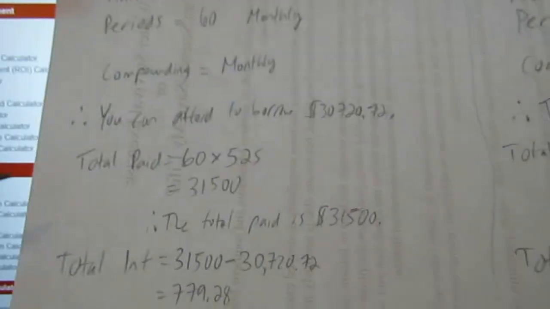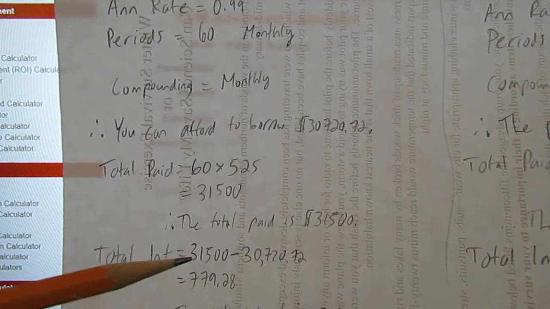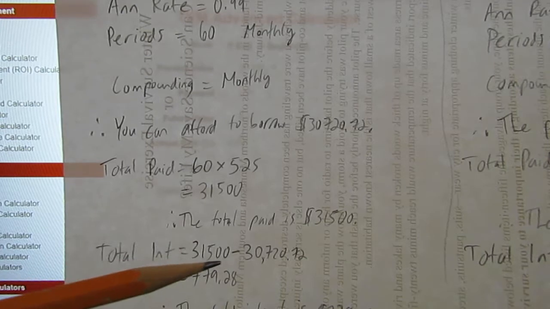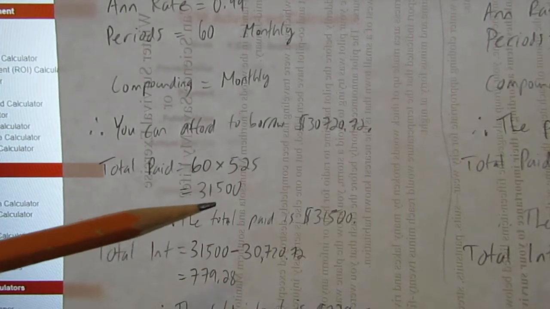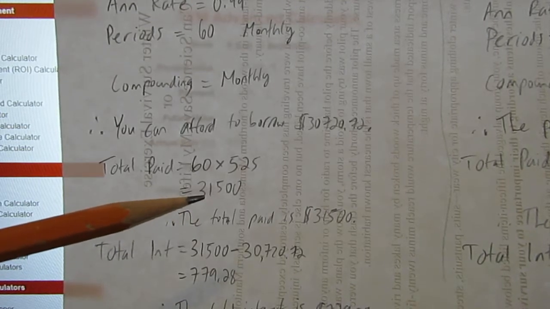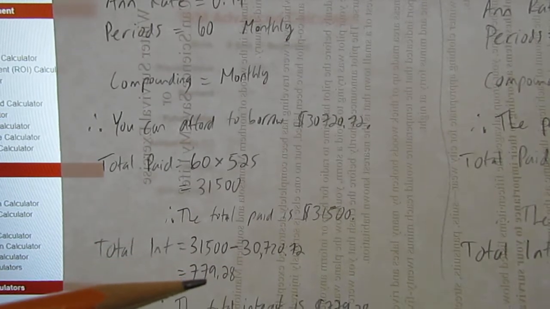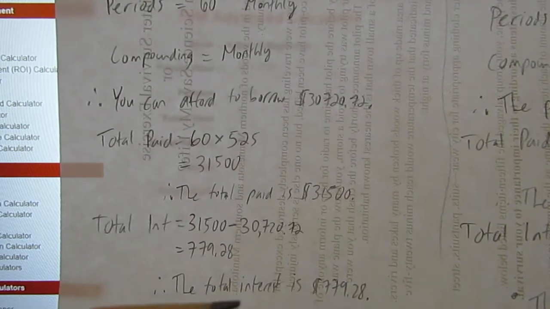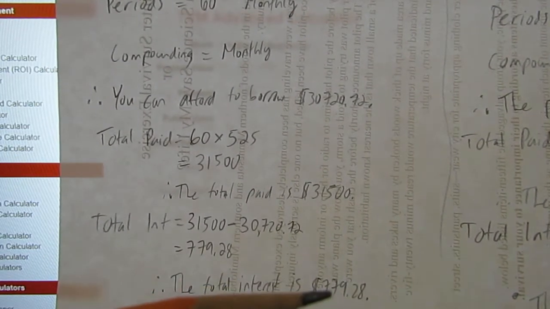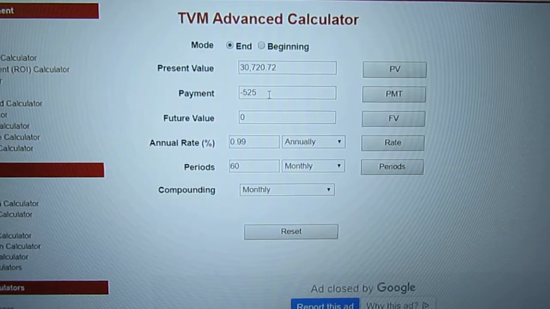Now that we know the total paid, I'm going to now calculate the total interest. Your total interest is $31,500, just how much money you paid, take away how much you borrowed. Hopefully that makes sense to you. You spend this much money paying off the loan. The loan was for this much, so the difference between them, $779.28, is your total interest. So end with a therefore statement. The total interest is $779.28.